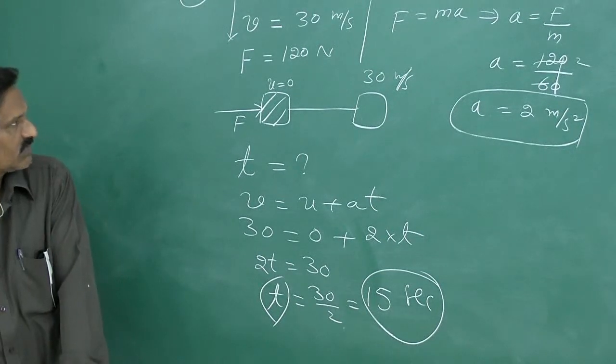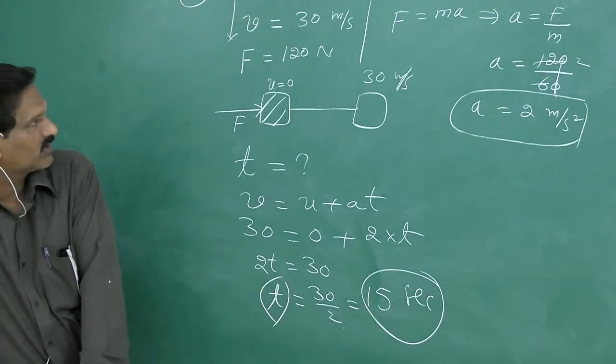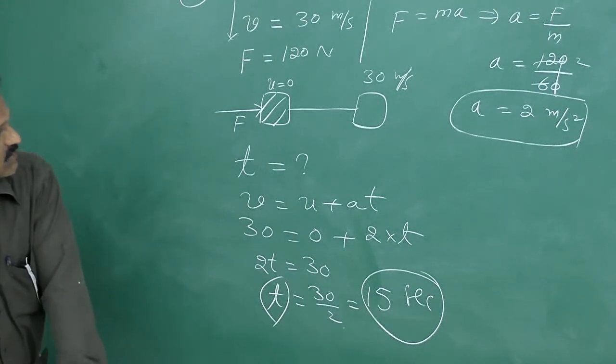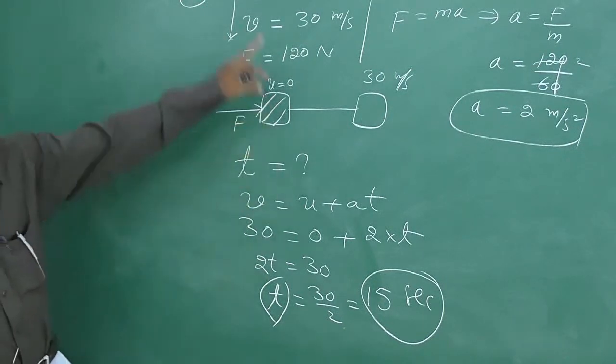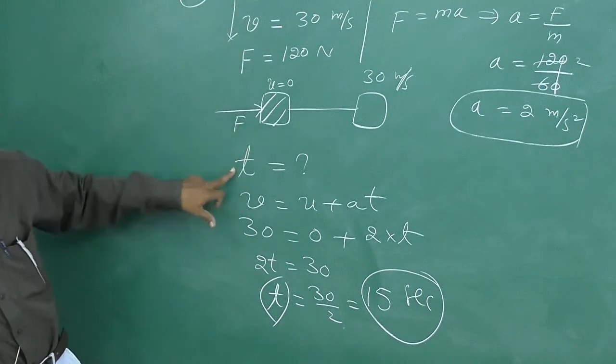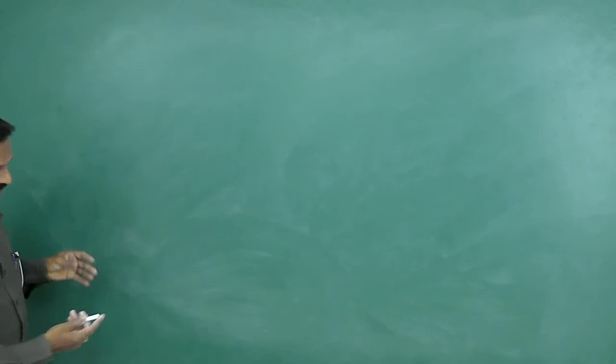So in this problem, first of all, we must calculate the acceleration using the constant force F, 120 Newton. That acceleration is obtained as 2 meter per second square. And using that acceleration, initial velocity and final velocity, you can calculate the time taken, using the formula V is equal to U plus at. Next, 25th.